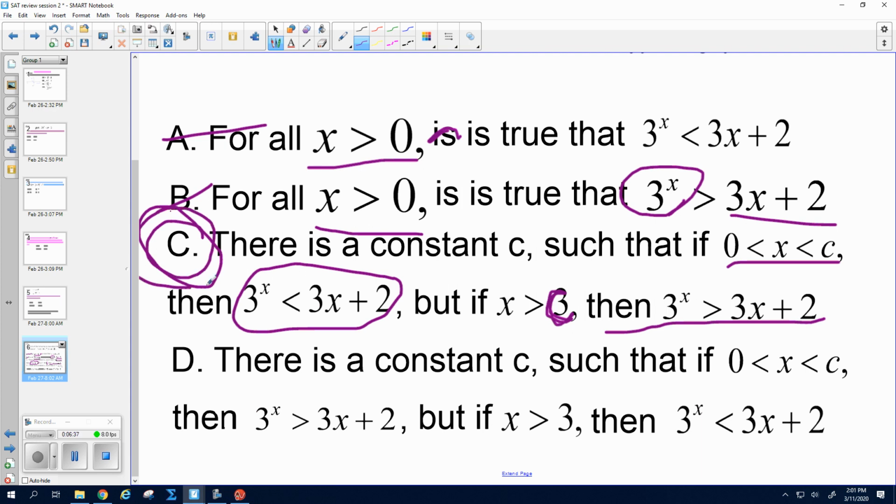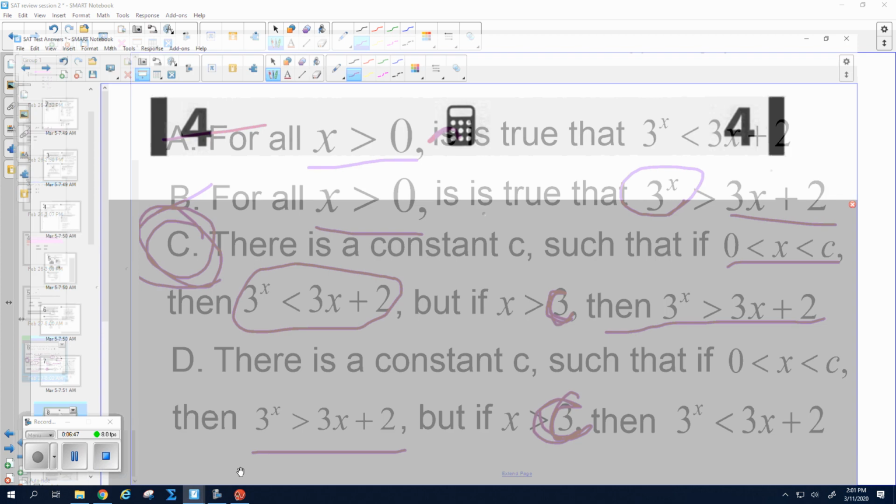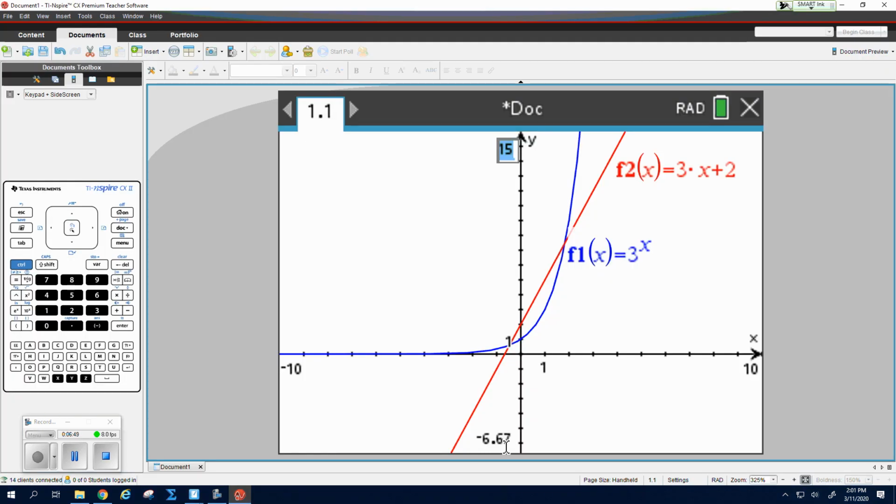This just says the opposite of that, and this should have said C, not 3. So basically the moral of the story is this problem will make a lot more sense if you graph it and try to understand what it's saying based on the graph.